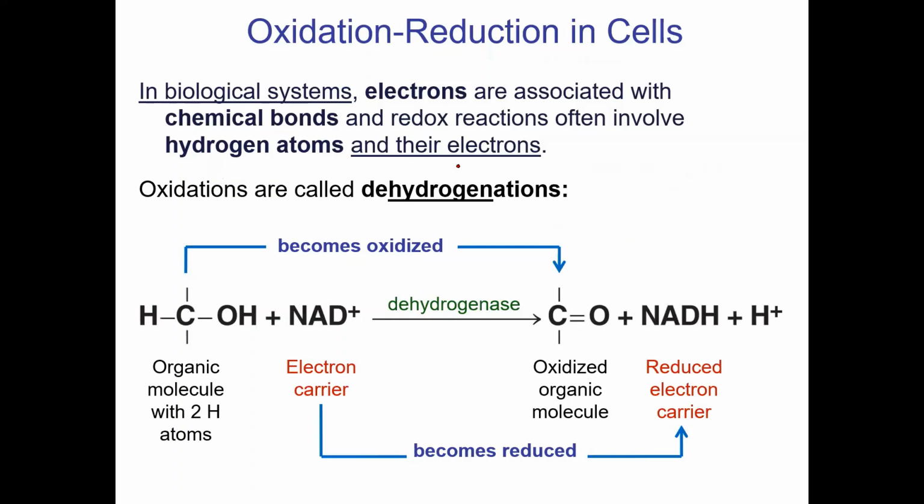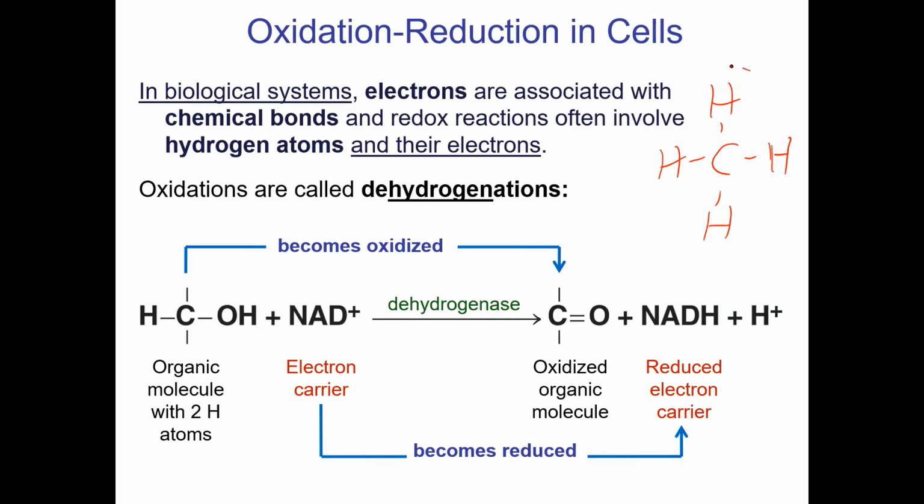So as I mentioned, oxidation reduction reactions in cells are usually associated with chemical bonds, and often we're actually associating them with hydrogens. And by hydrogens, I don't just mean the nucleus. I mean the hydrogen and the electrons that are attached to it, right? So if you think of, like, I had my methane here, right? So here's my methane. Draw that out for you.